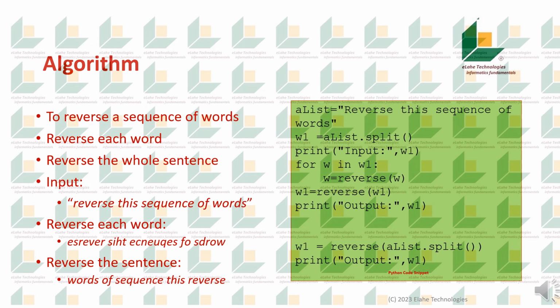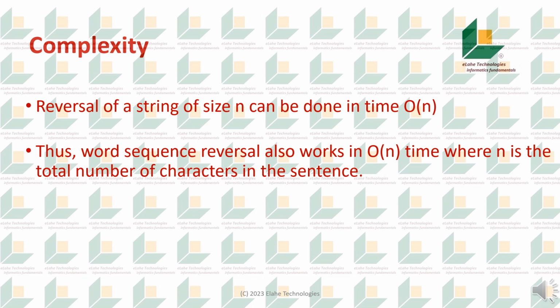Here is the Python code snippet to implement this algorithm. The first solution reverses each word and then the entire sequence. The second solution shows a simpler way of doing this in Python. Reversal of a string of size n can be done in time big O of n. Thus, word sequence reversal also works in big O of n time, where n is the total number of characters in the sentence.